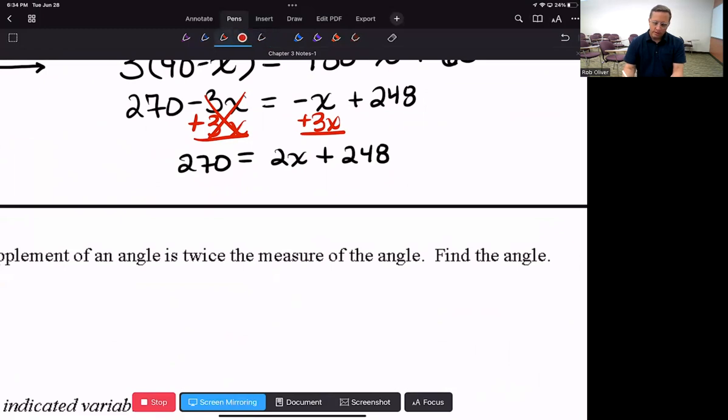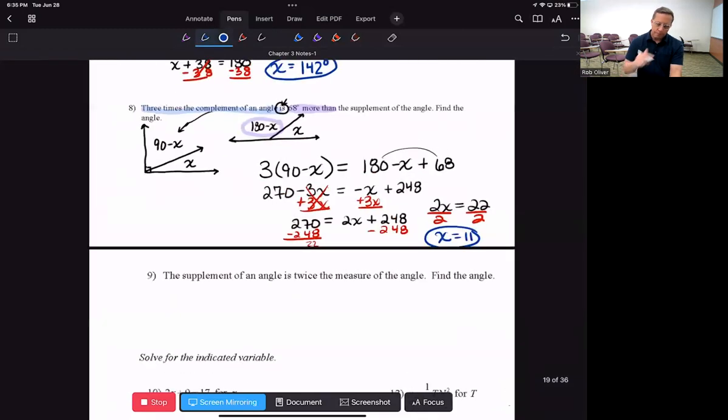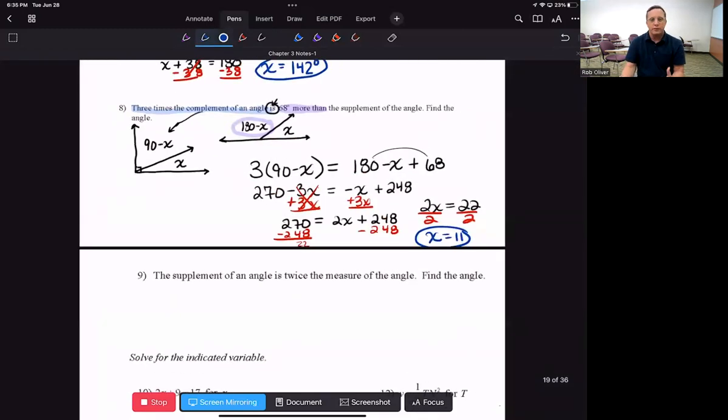It's a two-step equation, so subtract 248 from both sides. And that makes 22. So you got 2x equals 22. Divide by 2 and you get 11. So x equals 11. Okay, so find the angle. The angle is 11, because x is 11.